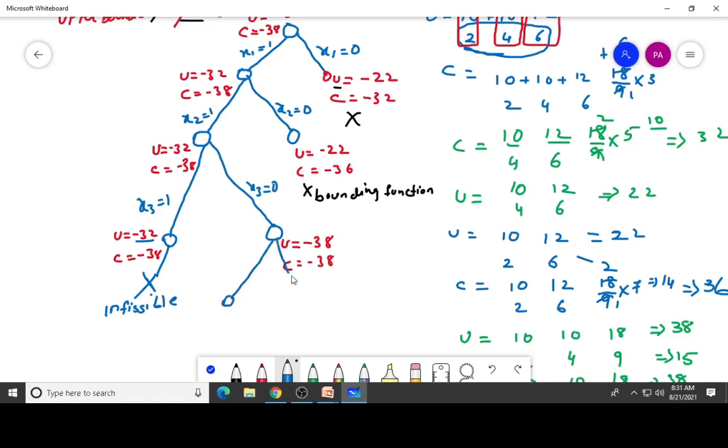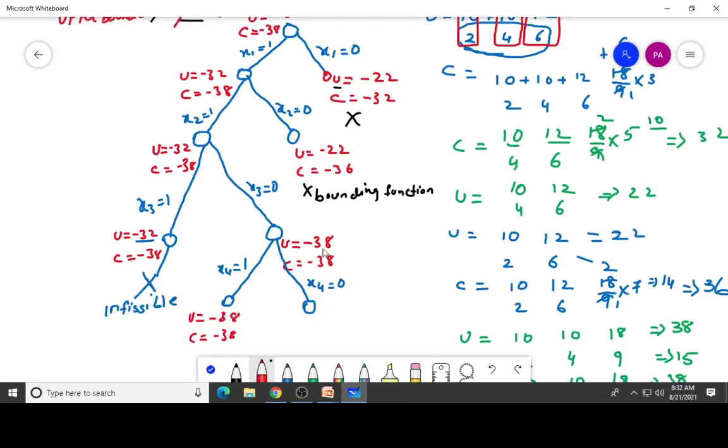If we add x4 is equal to 1, x4 is equal to 0. If we add x4 in this, what answer are you going to get? You are going to get the same thing. U is equal to minus 38, C is equal to minus 38, because here we added the fourth one. So here you will get the same thing, minus 38, C is equal to minus 38.